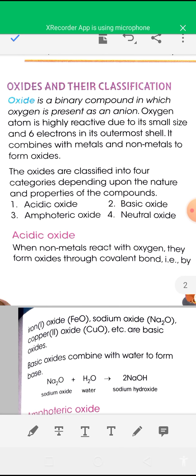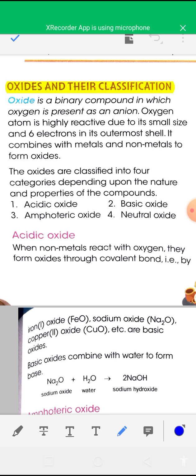Now see oxide and their classification. Oxides. What are oxides? An oxide is a binary compound in which oxygen is present as an anion. For example, CO2, carbon dioxide, is an oxide. MgO, magnesium oxide, these are oxides.